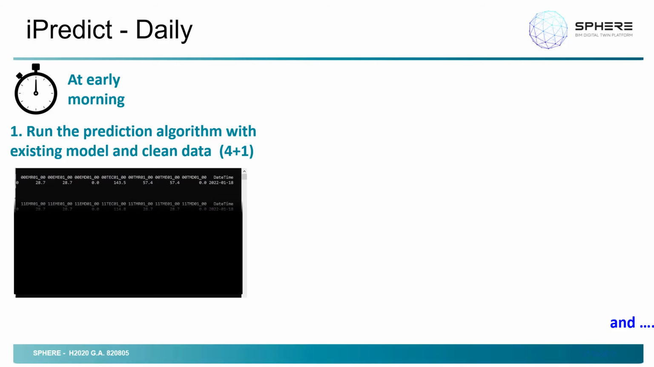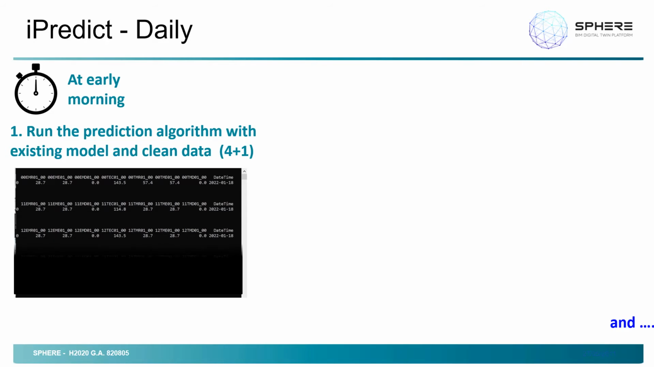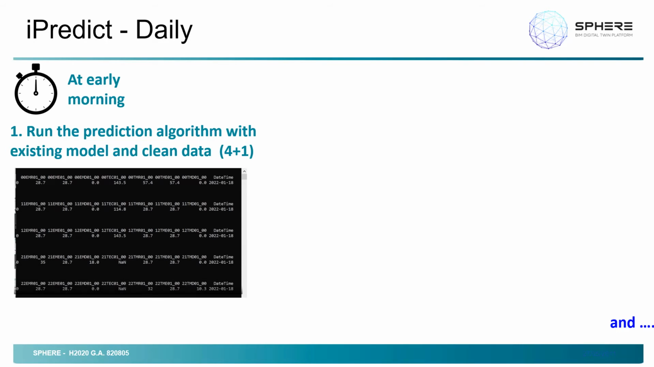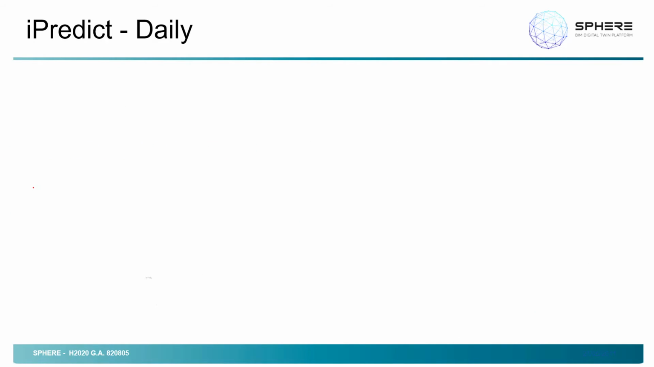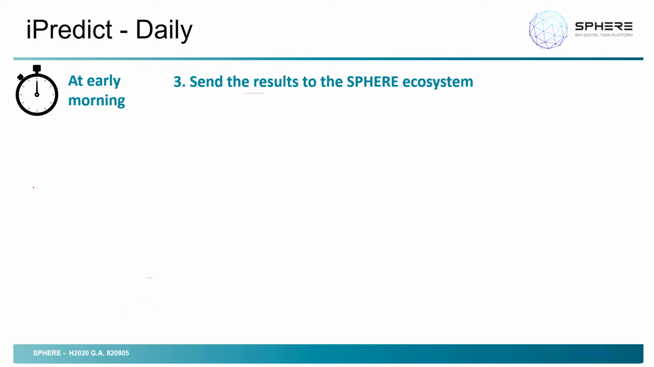Very early in the morning, the algorithm estimates the electrical and thermal consumption. The deviation between actual and estimated values allows to estimate the degree of severity of the incidence. This is the output of the iPredict tool. The output is sent to Sphere ecosystem.